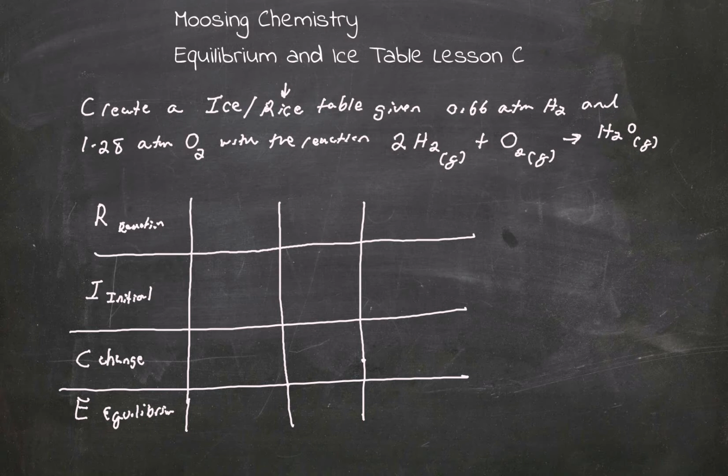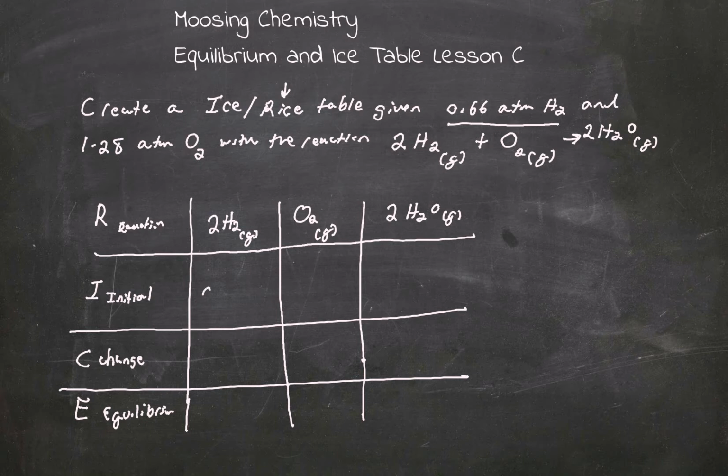Okay. So now we have our 2 reactants. We have 2H2, and that's a gas, of course. We have O2, and that's also a gas. And we're making water vapor, so that would be, of course, 2H2O, and that's also a gas. So what are our original amounts? Well, according to the problem, we have 0.66 atmospheres of hydrogen.